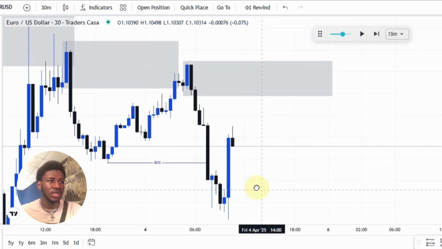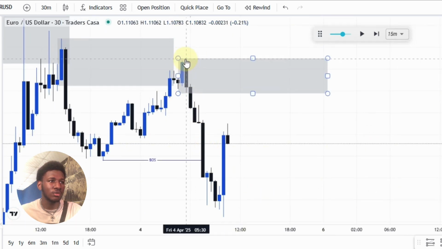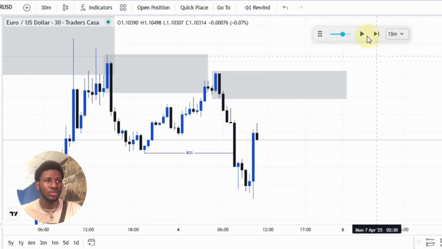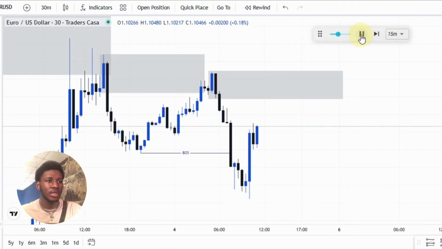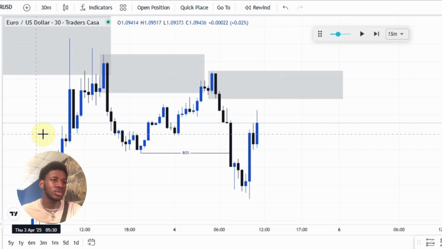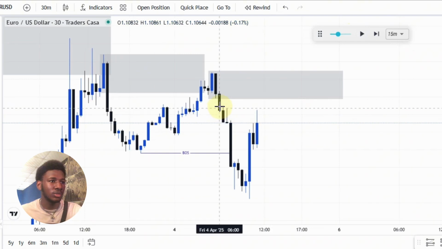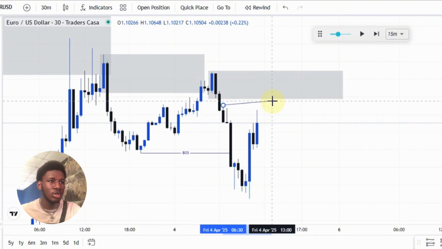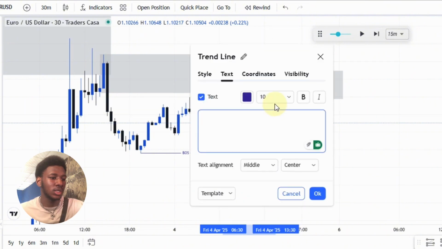And then what else do we have? We have this imbalance here. Can you see all of these impulsive candles telling you that the big banks were involved in this price action? So let's just replay price and see what happened. So price was retracing, and can you see this liquidity zone here? This single high, this can be valid liquidity or even a trend line liquidity, but let's just make it a single high liquidity.